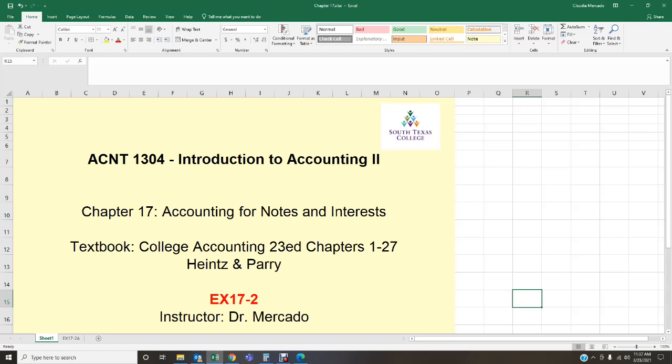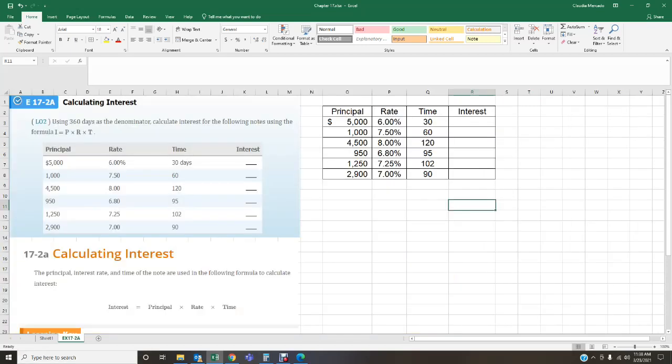Now, I'm going to go ahead and jump into the first problem that I'm going to be covering. The first problem is exercise 17-2, and it deals with calculating interest. Okay. Now, this particular problem says using 360 days as the denominator, calculate the interest for the following notes using the formula I equals P times R times T. Okay, and then they give us 6 different calculations that we have to complete.